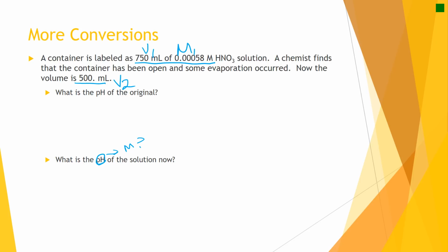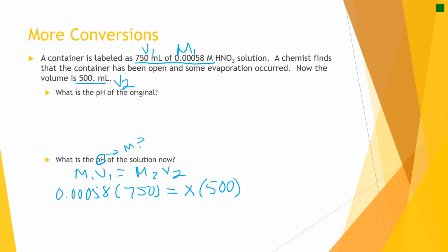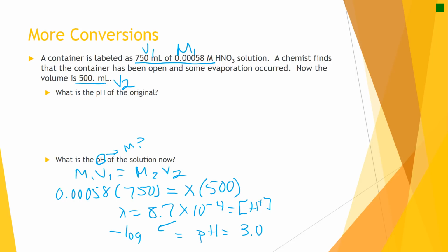So we're going to do an M1V1 equals M2V2 problem. My original M is 0.00058. My V is 750. That is equal to my molarity, which is what we're trying to solve for, and my volume in this case is 500, because both of them are milliliters. When I solve for this, I get X equals 8.7 times 10 to the negative fourth, and that equals my H plus. To now solve for my pH, take the negative log of that, and you get your pH, which is equal to 3.06.